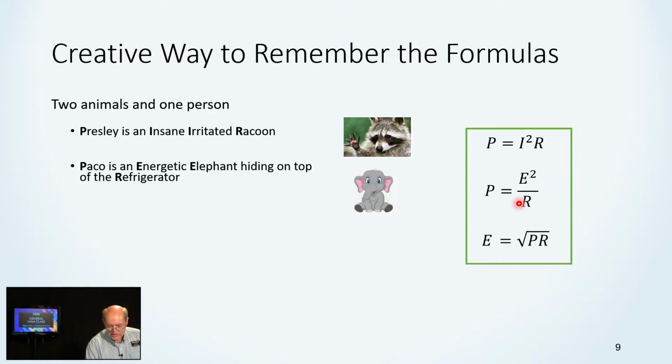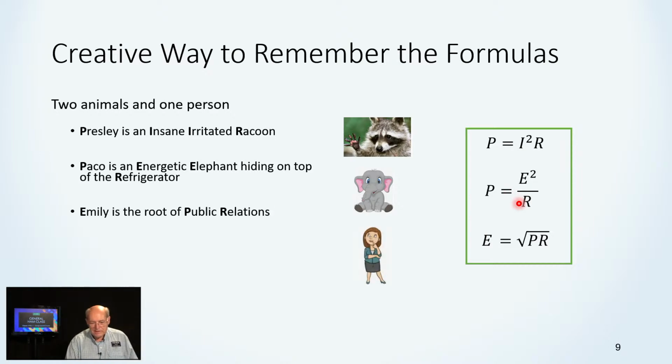All right, well, let's see the next one. Emily. Emily is a genius, okay? She's highly regarded in her company, and she's just a public relations expert. You might say that she's the foundation or the root of public relations. So here we've got Emily being the root of public relations. So if you can visualize these things, you've memorized the formulas. You might have other ways of doing it, but this really works for me. And I have to give credit to Barbara Oakley in her book, A Mind for Numbers. She has a whole chapter on things like this.